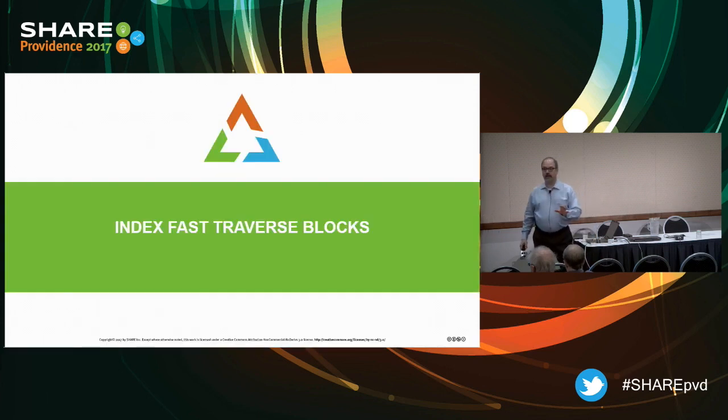So any questions about contiguous buffer pools before I move on to index fast traverse blocks? All right. So I think those are a neat option, especially now that we have more memory to think about, as ways to get rid of those pesky IOs that would interrupt your application and give other people a chance to use the processor cache for their data and instructions.